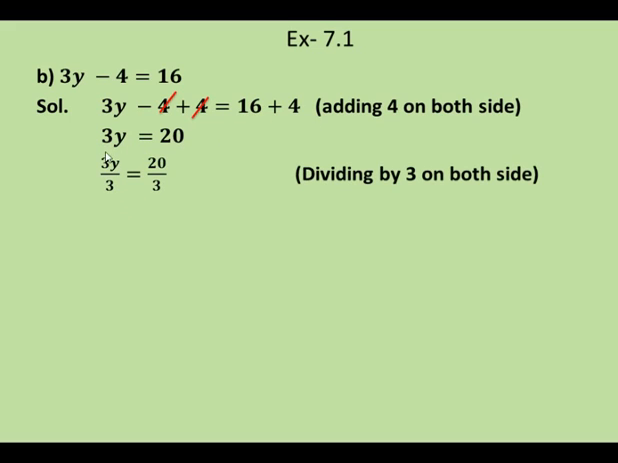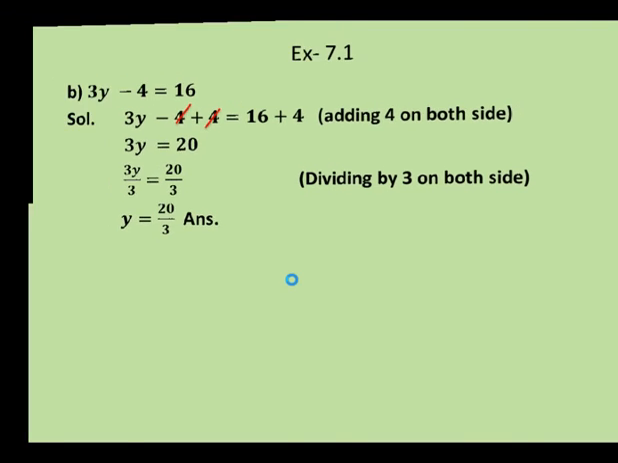Now in next step we divided by 3. Both the sides divided by 3. So 3 and 3 will be cancelled and y equal to 20 upon 3. Okay, will be our answer.